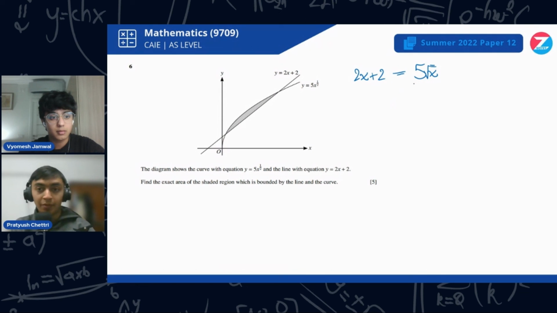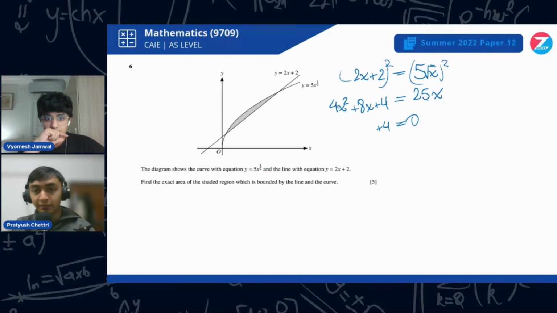Well, I could square both sides to get 25x equals... I'm going to square both sides here and get 4x squared plus 2 times 2 times 2, 8x plus 4. I could bring everything over to one side. 24, 8 minus 24, 17. And I can solve this however I wish. Quadratics.